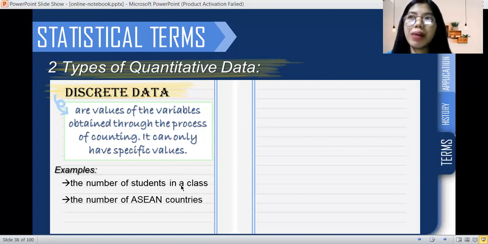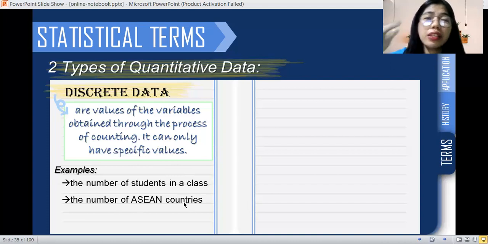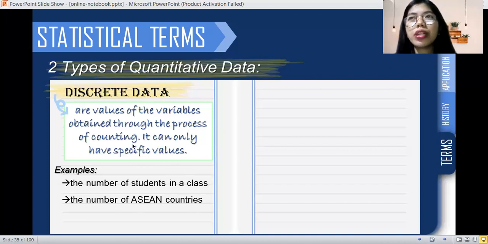Hindi pwedeng may decimal. Okay, so another thing, the number of ASEAN countries, hindi naman natin pwedeng sabihin na we have 10 and a half, ganito, ganyan. Since ASEAN countries, we have 10 yata. Philippines, Cambodia, Brunei, Indonesia, Malaysia, Myanmar, Thailand, Singapore, Laos, and Vietnam. So, yun po yung mga ASEAN countries natin, mga members ng Association of Southeast Asian Nations. So, again, it is a result of counting po yung discrete data natin.